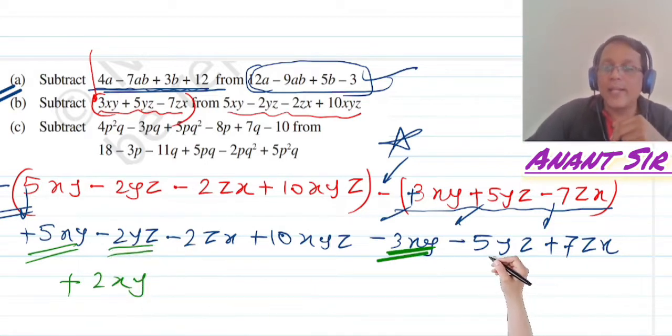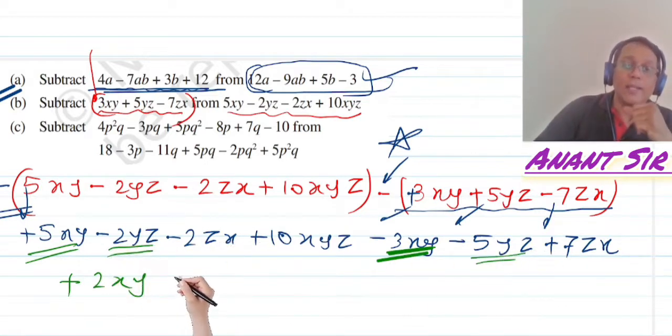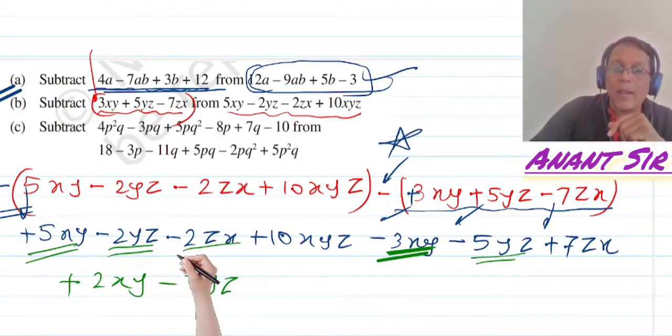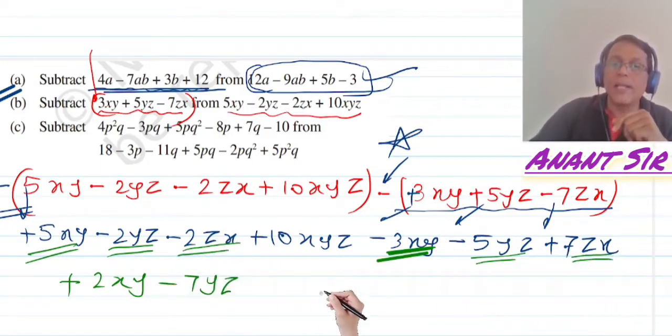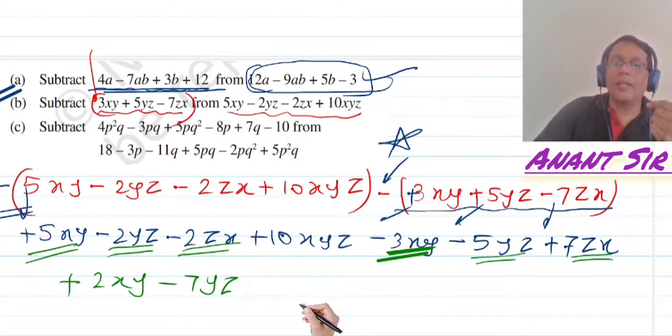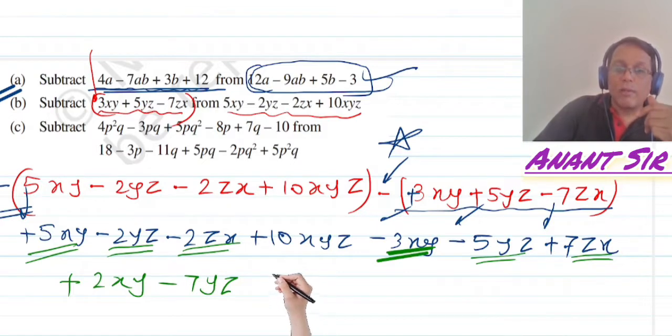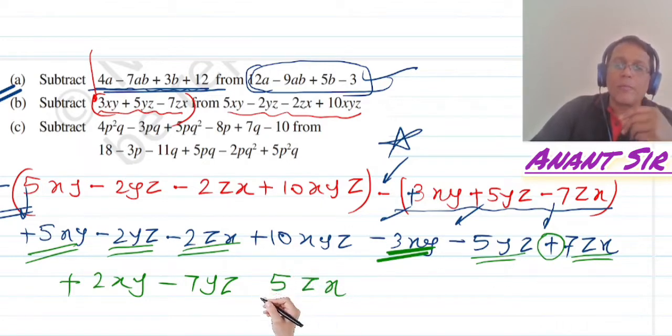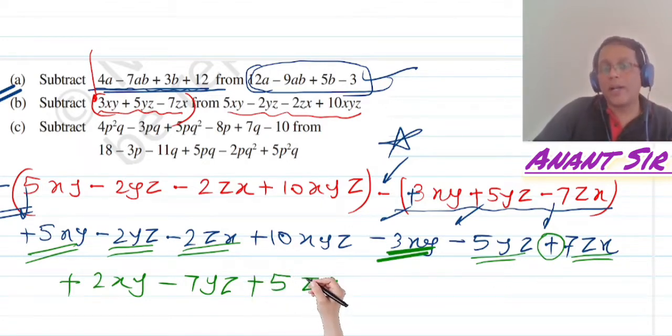Minus 2yz minus 5yz, same sign. So we are adding, giving same sign to the answer, minus 7yz. Minus 2zx plus 7zx. Again, as the signs are different, we subtract. So 7 minus 2 is 5zx, give sign of bigger number to the answer. Which was the bigger one? 7 is bigger than 2. So sign is of greater number.